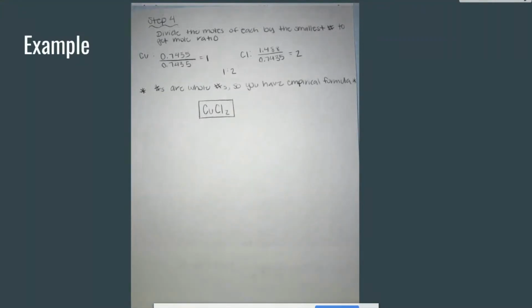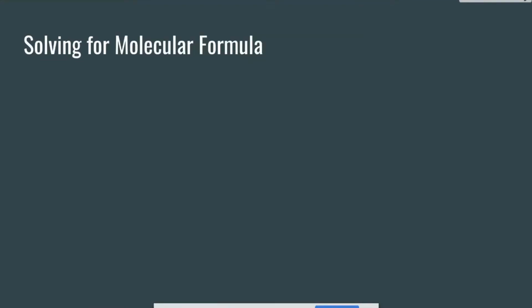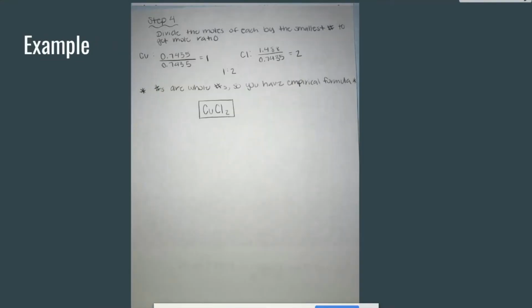Next, you divide the moles of each by the smallest number to get the mole ratio. The smallest of these two is copper of 0.7435. So you divide both numbers by that, and for copper you end up with 1 and chlorine you end up with 2. So the ratio is 1 to 2. Since these are whole numbers, you can directly convert it to the empirical formula, which is CuCl2.